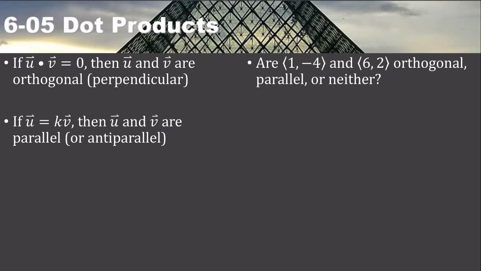So are these two vectors orthogonal, parallel, or neither? Let's start by checking for orthogonal, the perpendicular. So we have to do the dot product. I'll have 1 times 6 plus negative 4 times 2. So it'd be 6 plus a negative 8, which is negative 2. That's not 0, so not orthogonal.